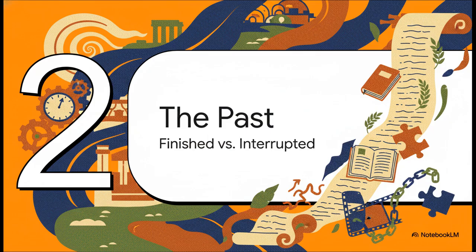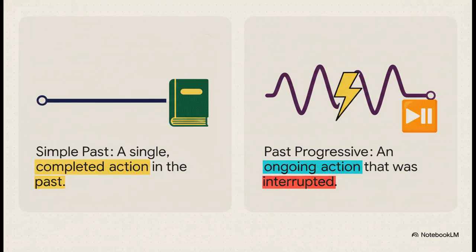All right, you ready? Let's dial that machine back. Welcome to the past. And just like the present, the past isn't just one big blob of time. It's a whole landscape of events. Some are complete stories, and some got interrupted. Our tools for exploring this landscape are the simple past and the past progressive. And choosing the right one is what makes the difference between saying an event is totally over and done with versus setting the scene for something else that happened.